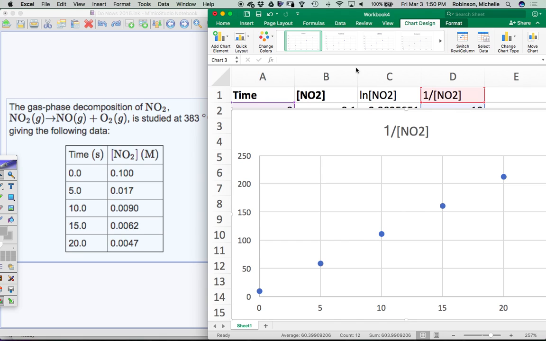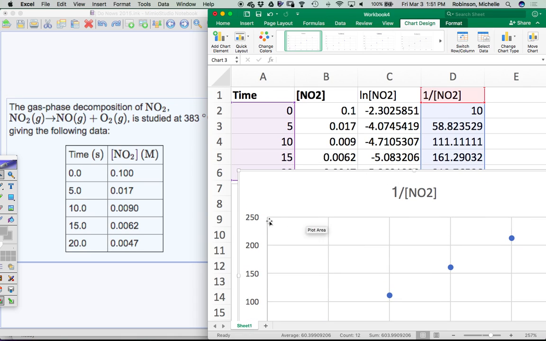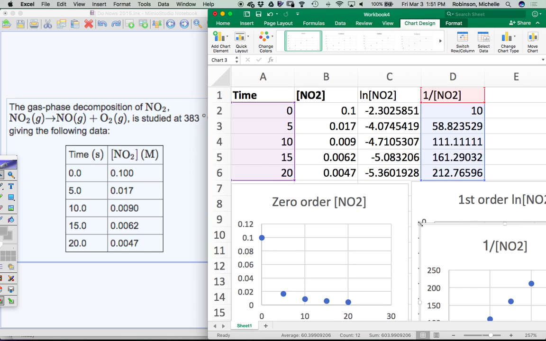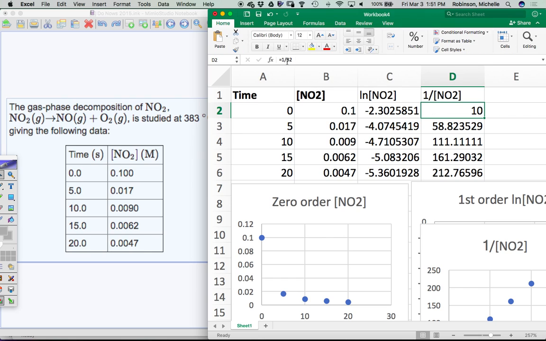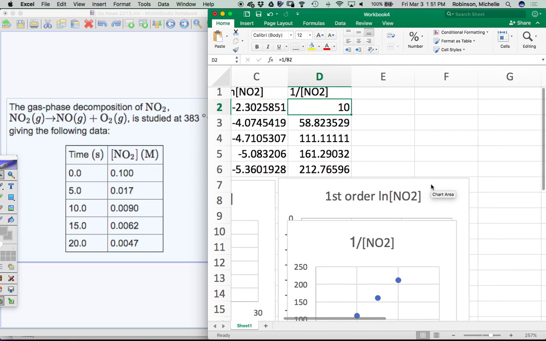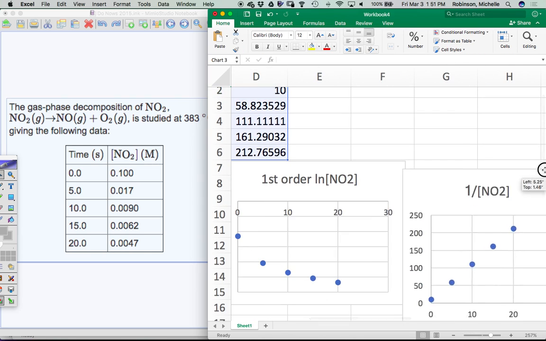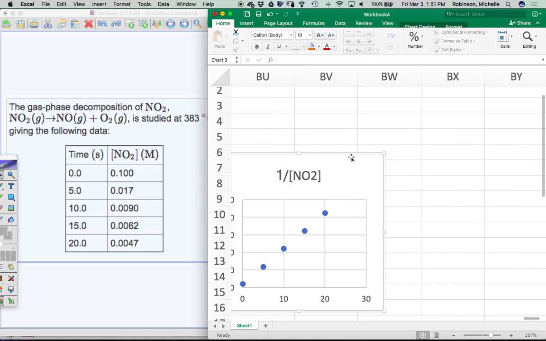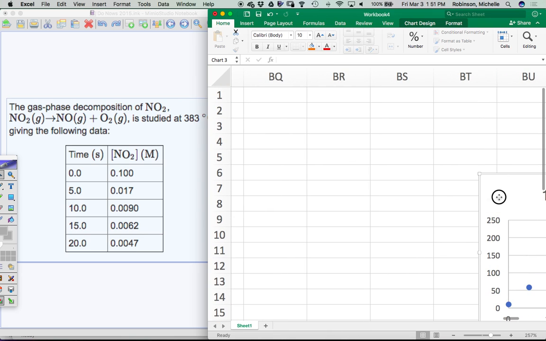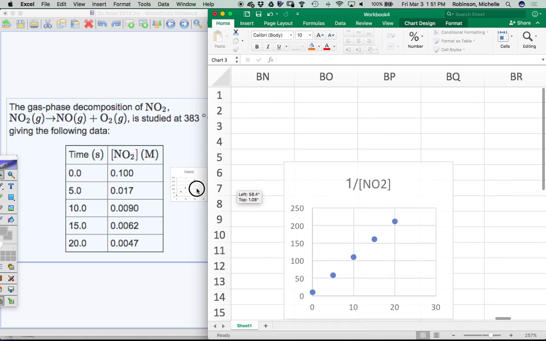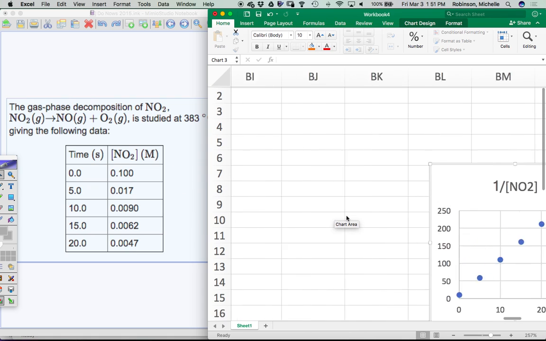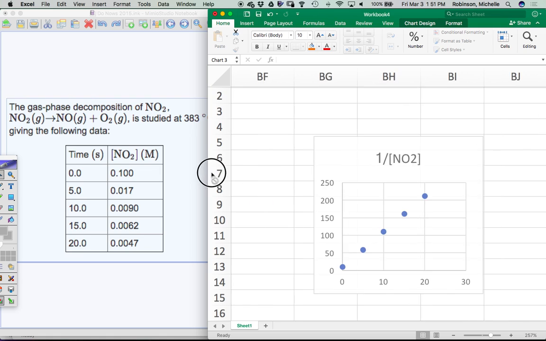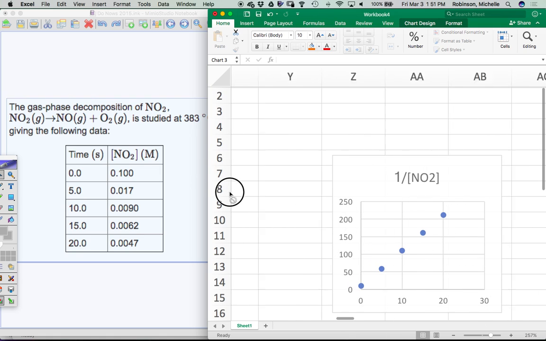I missed that. What did you do? Oh, 1 divided by the NO2 for the formula. Is that what you missed? Yeah, the formula is 1 divided by B2. You have to write that equals, or it won't know it's a formula. 1 divided by B2, or wherever your first one is. Can I click on it? Yeah, somehow I dragged mine way over to Timbuktu over here.